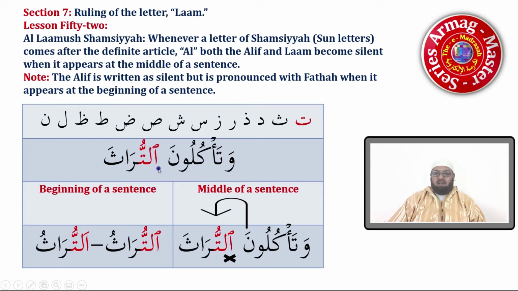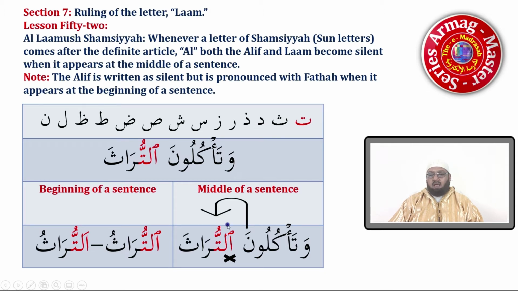Okay? So this ayah goes, وَتَأْكُلُونَ التُّرَاثَ. Not turatha. Okay? We don't say it that way. No, we jump straight over the alif and the lam onto the ta, which has the shadda, and we say وَتَأْكُلُونَ التُّرَاثَ. Okay? Here we have the example again. So we cancel both the alif and lam because ta comes after alif and lam.